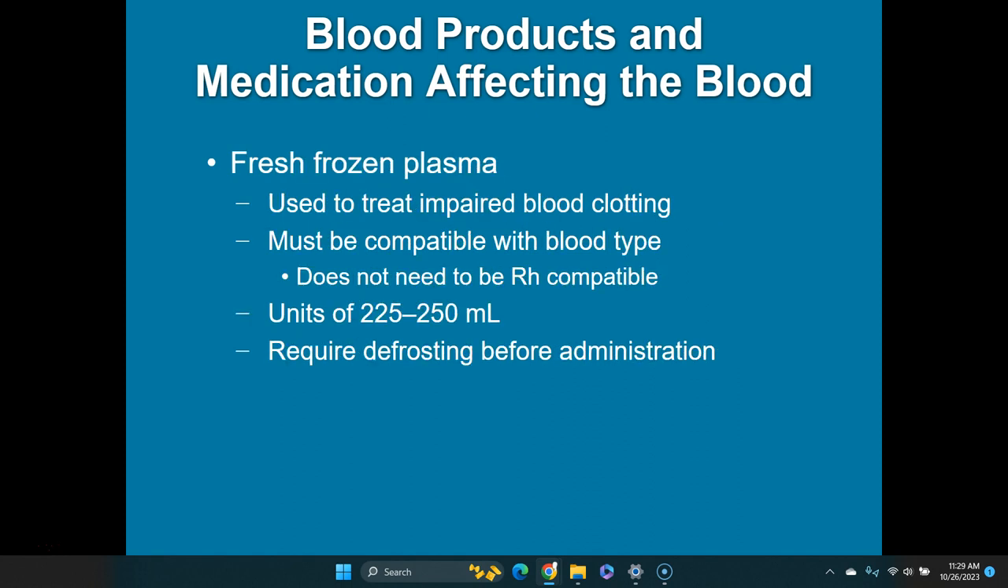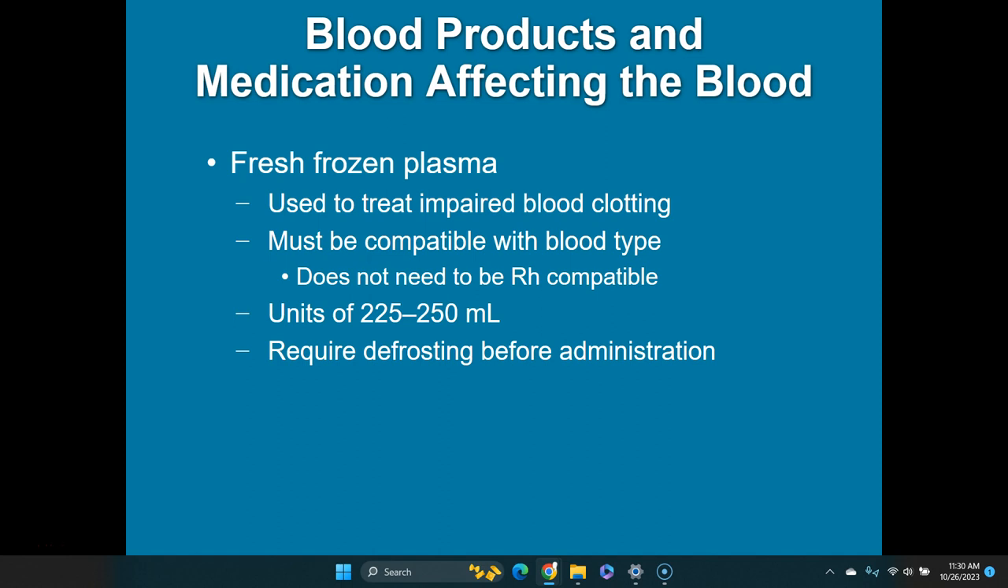Fresh frozen plasma is used to treat impaired blood clotting. The plasma has a lot of the clotting factors in it, a lot of the water of the blood. It doesn't have any red blood cells, doesn't have any oxygen carrying capability. It's more for clotting factors. So that can be used for trauma, hemorrhage, warfarin toxicity, where they've got too much of that blood thinner in there, and disseminated intravascular coagulation, or DIC. Anything where they're worried about increased risk of bleeding, they can give just plasma to help the blood clot better.